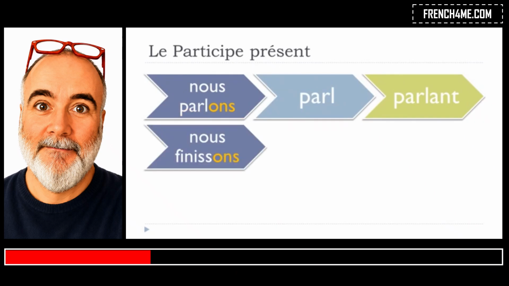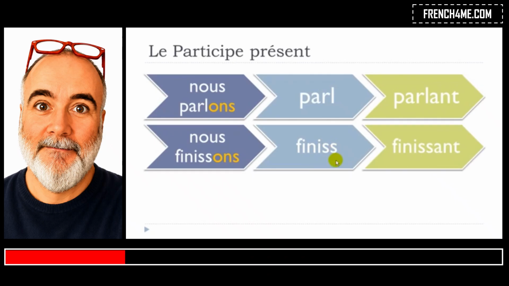Let's see now the second group, finir, to finish or to end, and so we get nous finissons, remember, the nous form of the present tense. It's exactly the same rule, so you try to find the ending here, it's ONS. We do exactly the same thing, so we take it away, and we get finiss, like that, F-I-N-I-S-S. And we just follow the same rule, so we just add at the end A-N-T, and we get finissant. And this form is the participe présent.